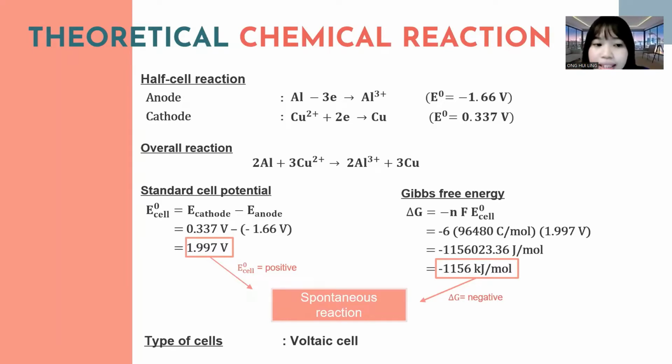The standard cell potential obtained is 1.997 volts, and the Gibbs free energy calculated is negative 1156 kilojoules per mole. As E0 cell is positive and delta G is negative, the reaction is spontaneous, thus the type of cell is a galvanic cell. Next.